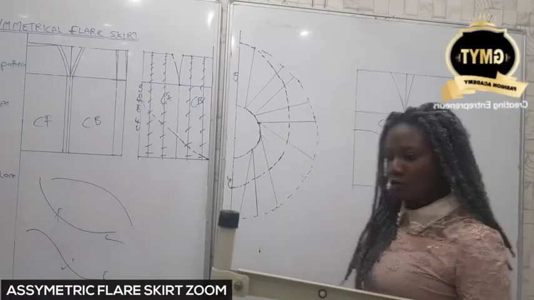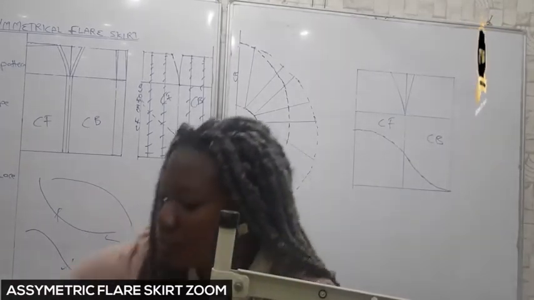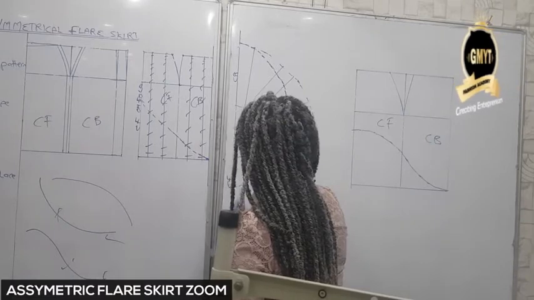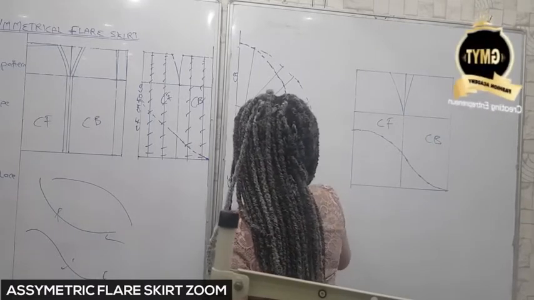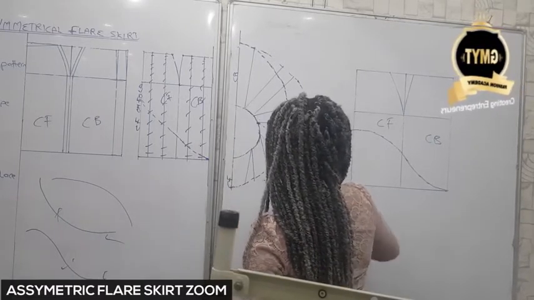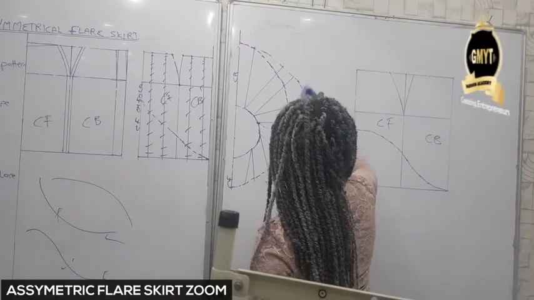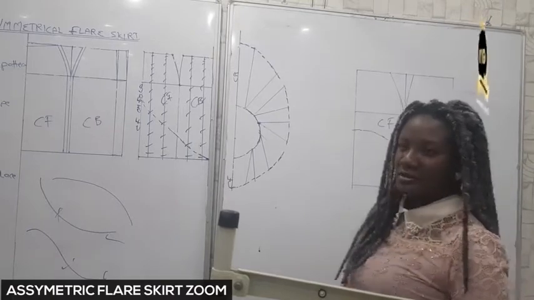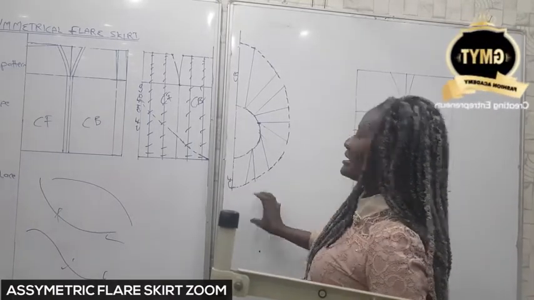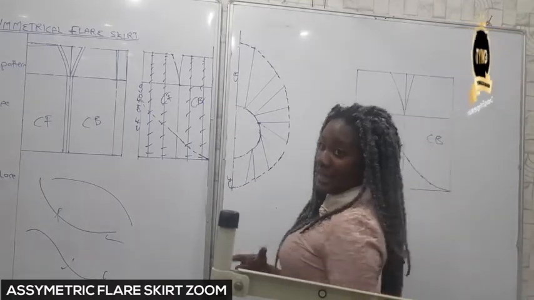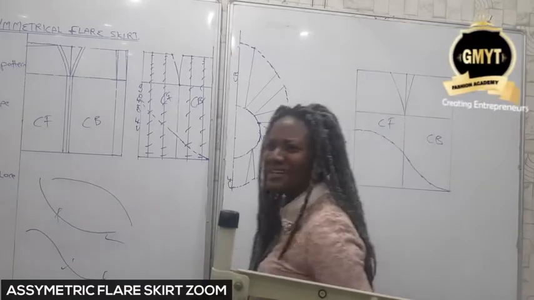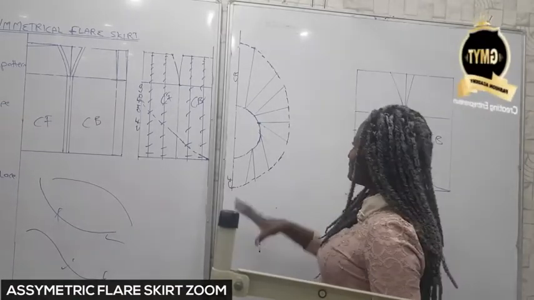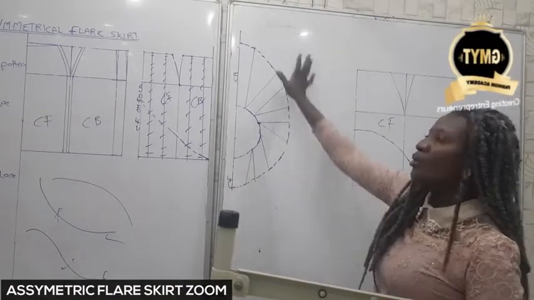So by the time I'm done with this shape, let me show you how my skirt will look. So I'm cutting it out. Can you see that? I have the front as the low one and the back as the high one, or whichever way it works. But I have the front as the shorter one and the back the longer one. So you can see this is the all round shape.